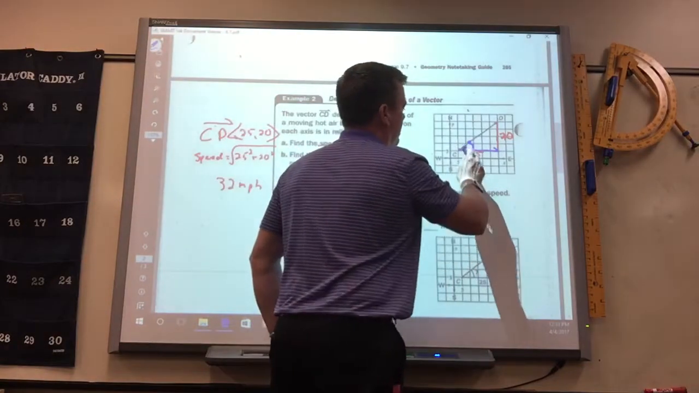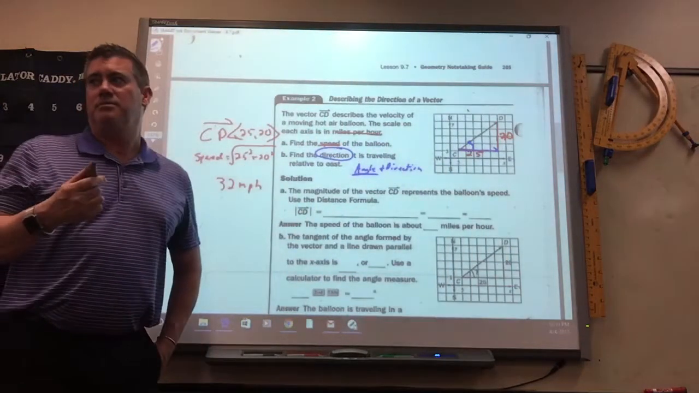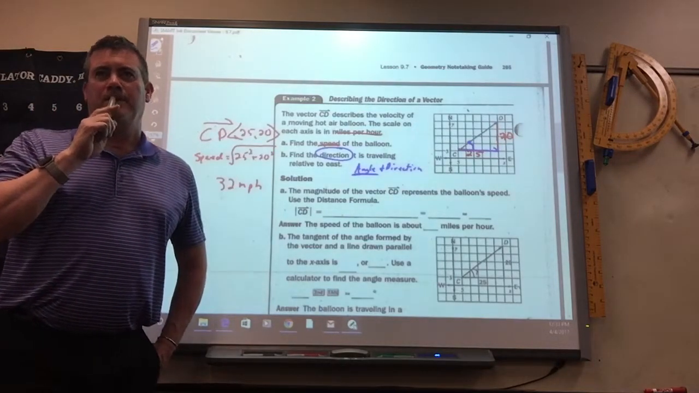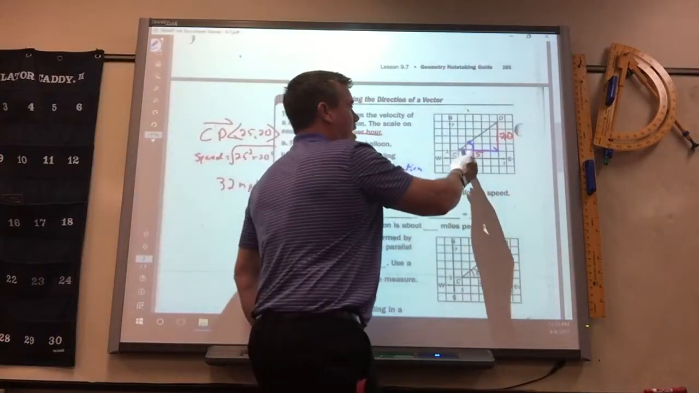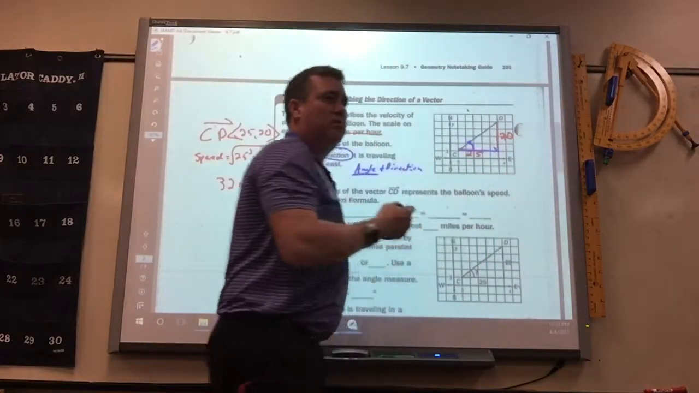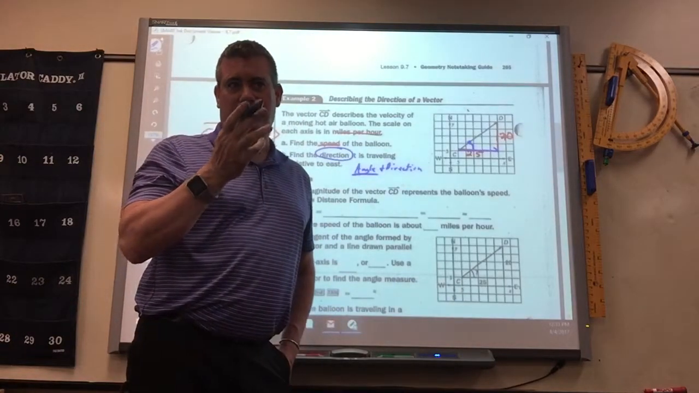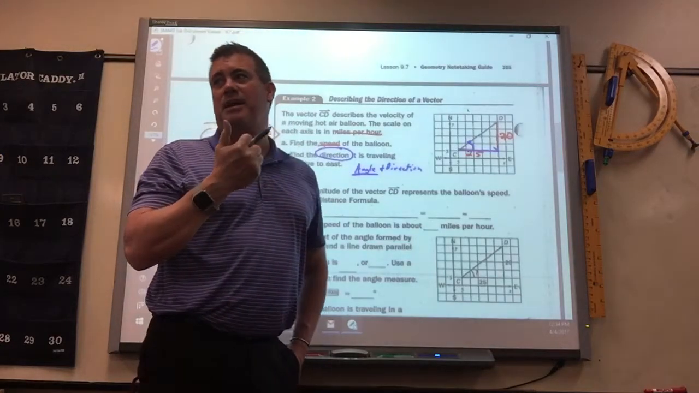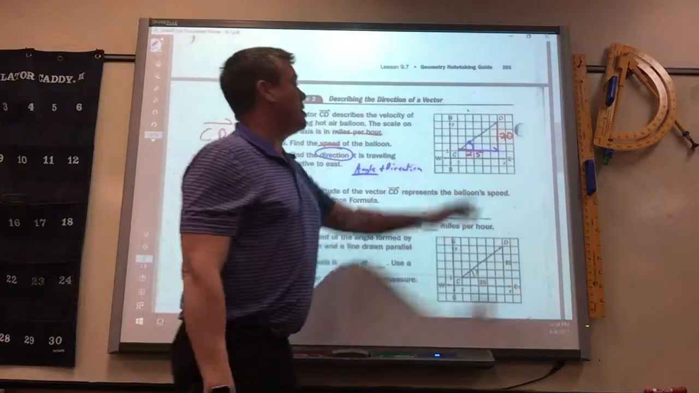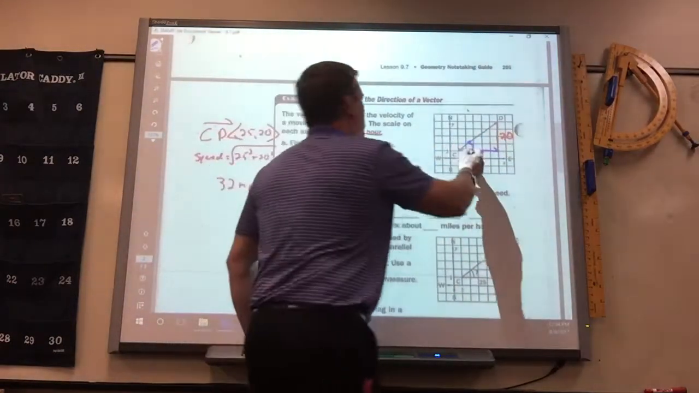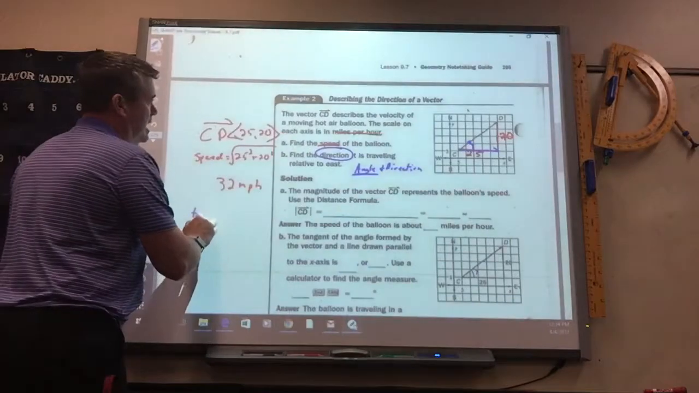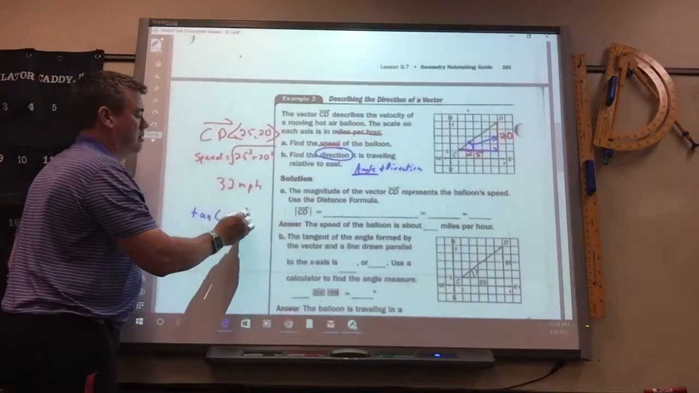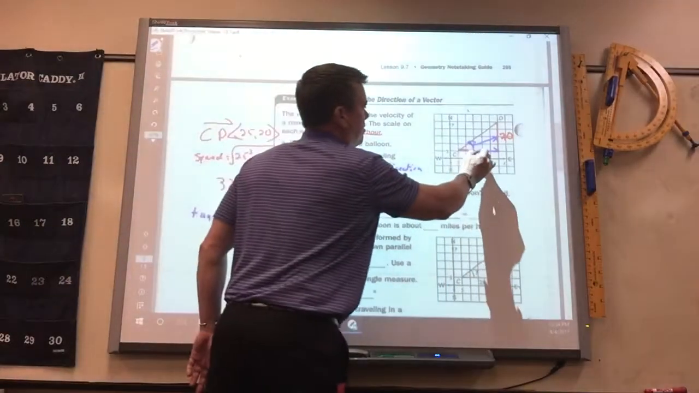Angle C. To find the angle, we've got to use the trig ratios. So if you look at the angle and you look at these two sides that we know, it's tangent. On these vectors, it's always going to be tangent. That's what's kind of nice about that, because you're always going to know the two legs. So to find this, we'd say the tangent of C equals the opposite, 20, over the adjacent, 25.